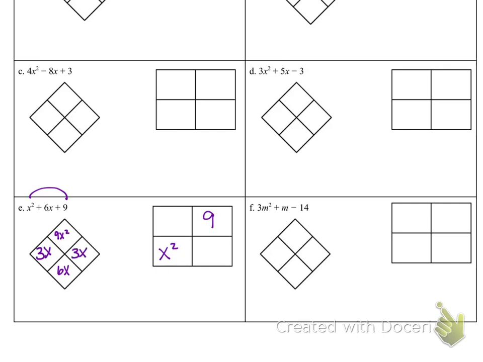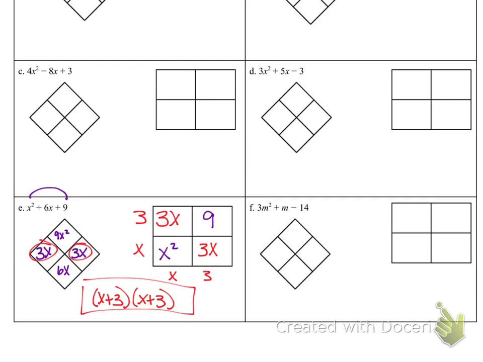So now that I have my two terms, I'm going to take those and bring them over to my generic rectangle. These are my two new guys. Hey guys, what's up, x squared? Hey 9, nice to meet you. GCF 3x and 3. So my factored form is x plus 3 and x plus 3. We did it.